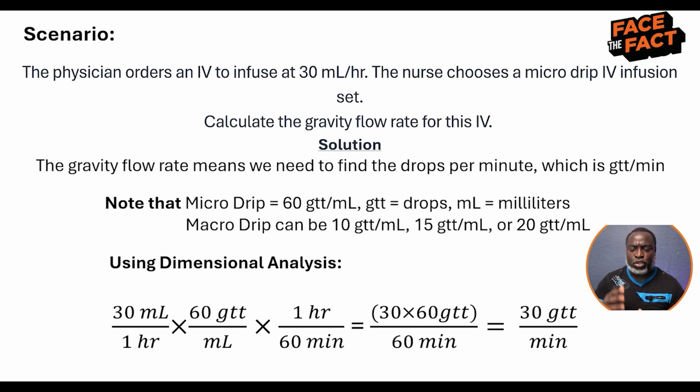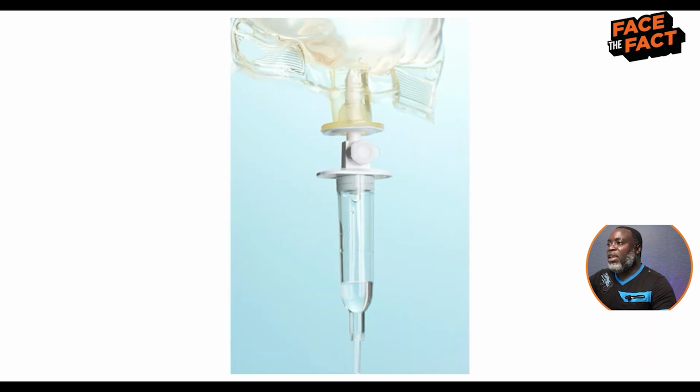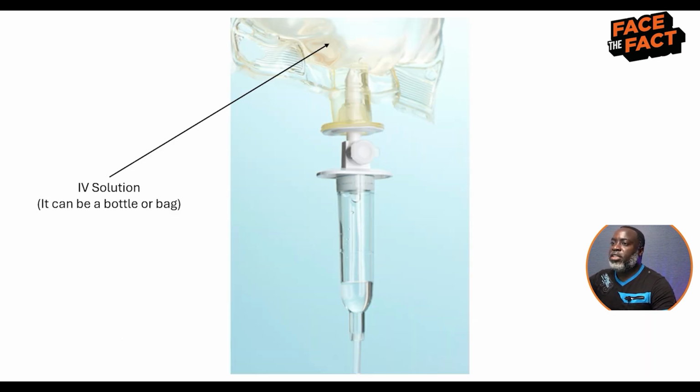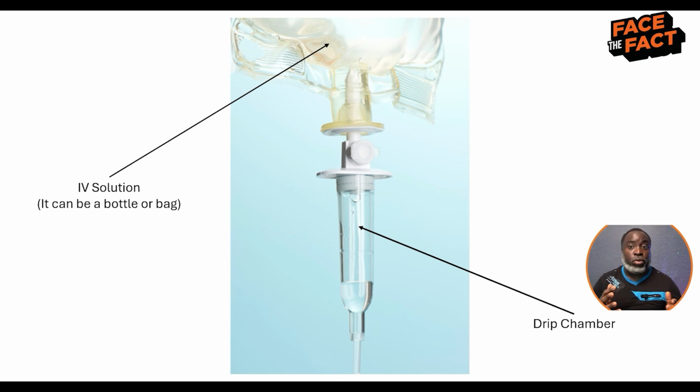Also, which part of the tubing is called the drip chamber? Let's see something. The IV line looks something like this. The first one you see here is going to be your solution, and it can be a bottle or a bag. This portion here is what we call the drip chamber. So you will see that the medication is dripping, so you can even count it by yourself. However, you will not know the drop rate unless you ask your nurse.